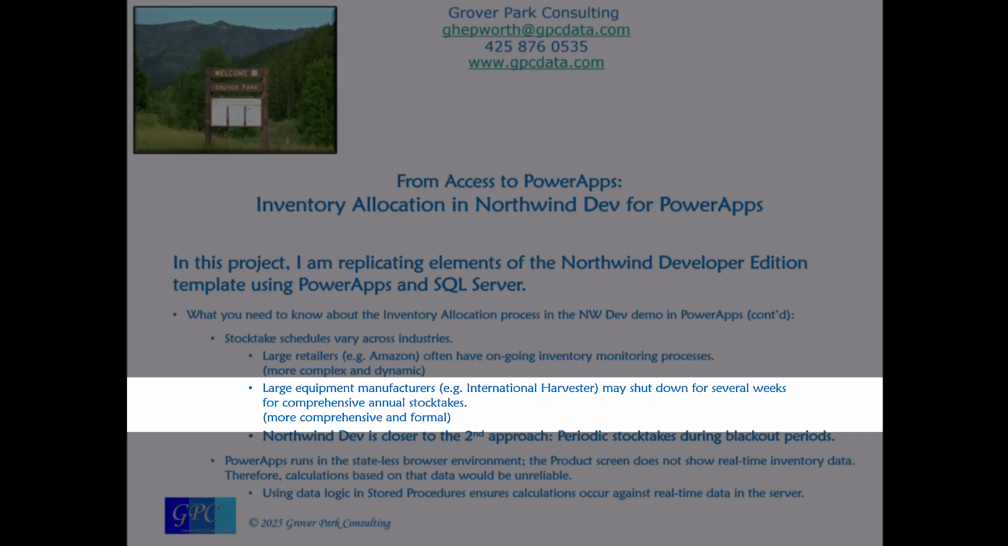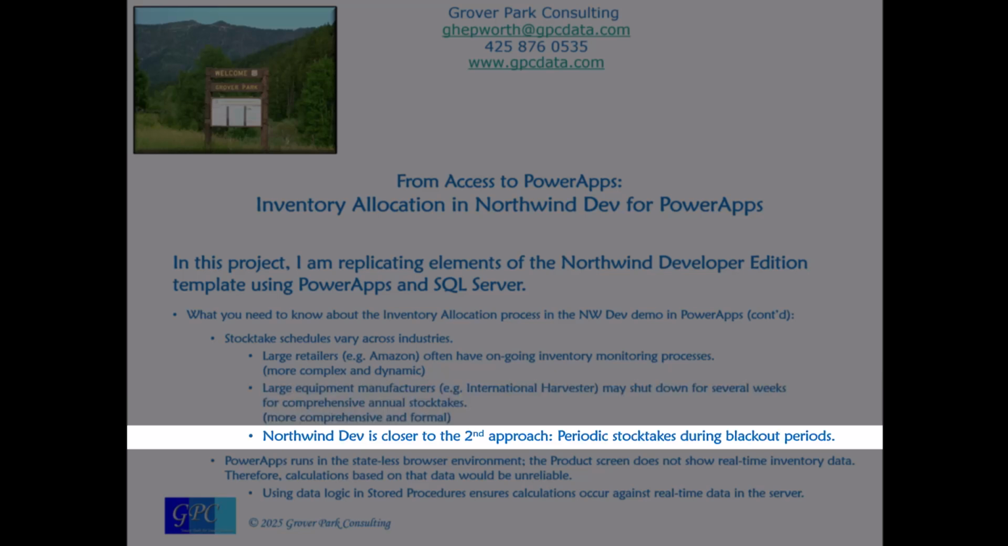Large equipment manufacturers like International Harvester may shut down the entire operation for several weeks for a comprehensive annual stock take. This is more comprehensive and formal. Disrupting the business by complete shutdown has a different impact on their operations than it would in a retailer like Amazon, which operates 24/7. Northwind Developer is closer to the second approach. We anticipate periodic stock takes during blackout periods.